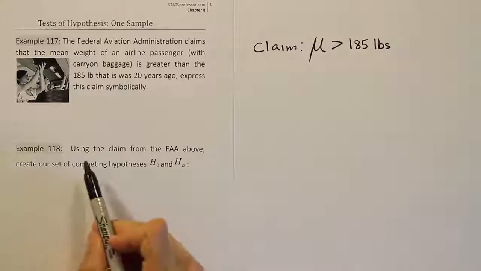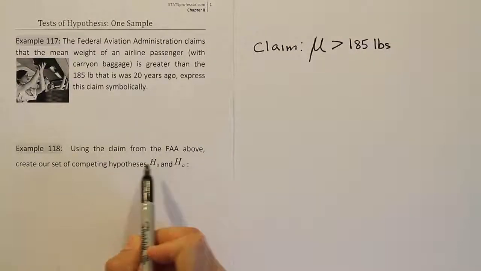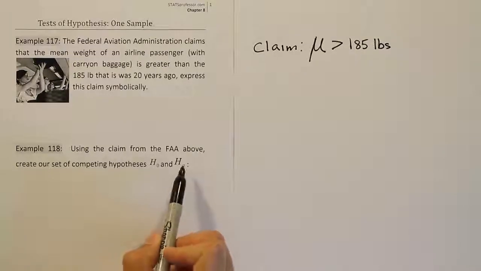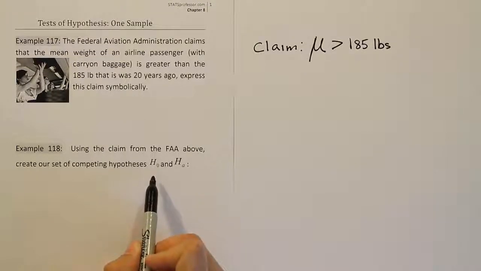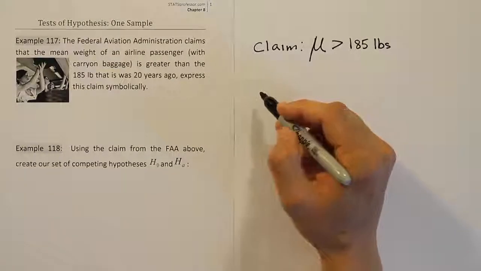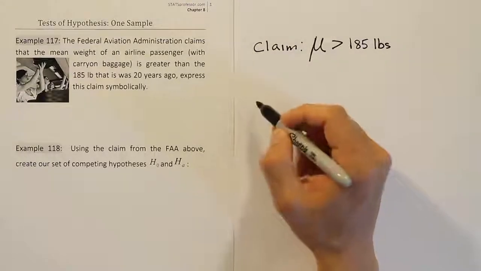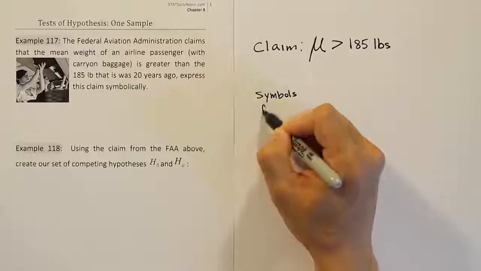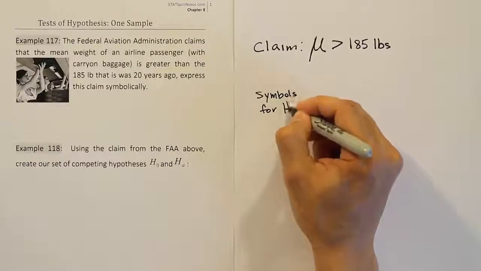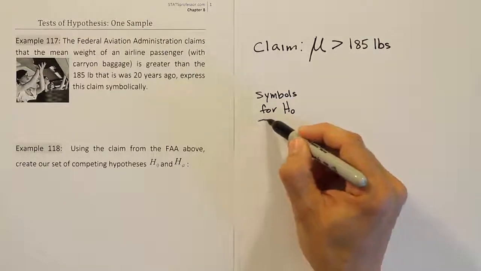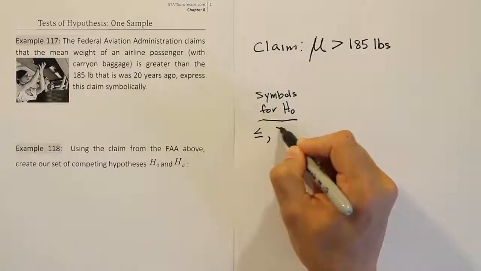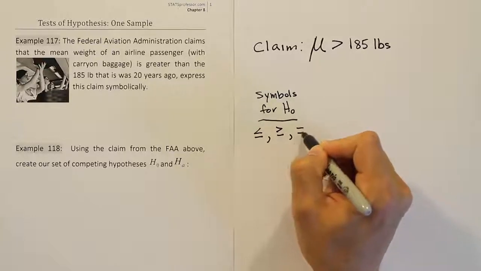In 118, it says, using the claim from the example above, create our set of competing hypotheses, H sub 0 and H sub A, or in other words, the null hypothesis and the alternative hypothesis. Okay, so one thing we want to talk about first is the symbols that can be used in each of these. So I'm going to say symbols for H0, or symbols for the null. The symbols the null can have are pretty straightforward. It's less than or equal to, greater than or equal to, or equal to.